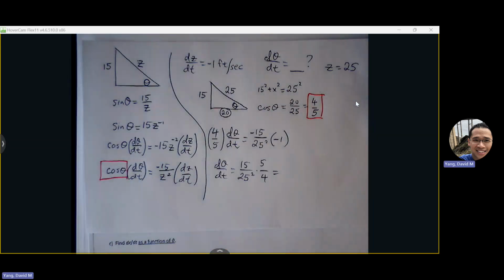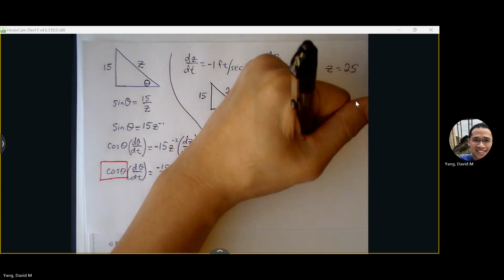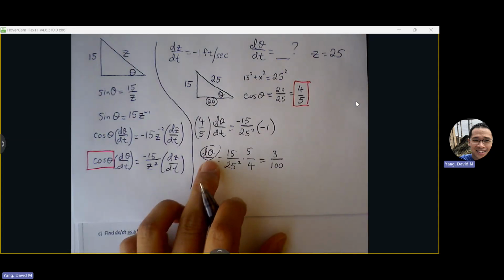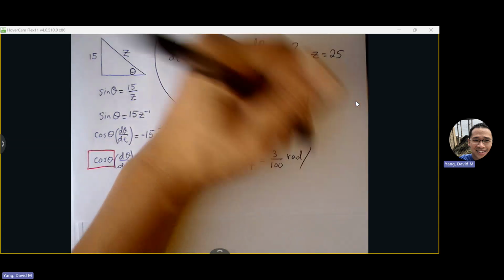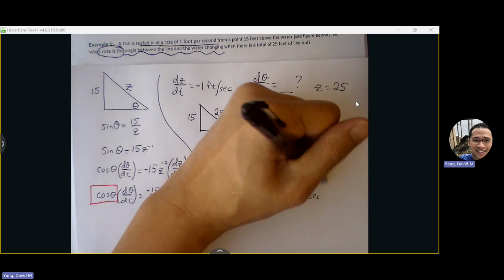Okay, so let's see what that gives us. To give us 0.03, which you can leave it in that form, or you can convert it to a fraction, 3 over 100. And your units of measure for theta is always going to be radians, not degrees. So it's always going to be radians per time unit. And then our time unit is seconds, so radians per second.